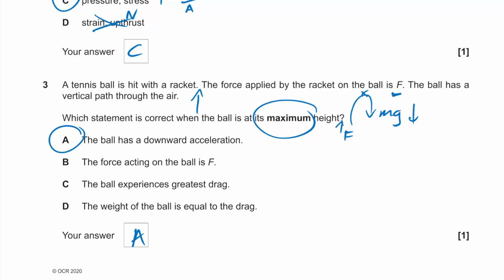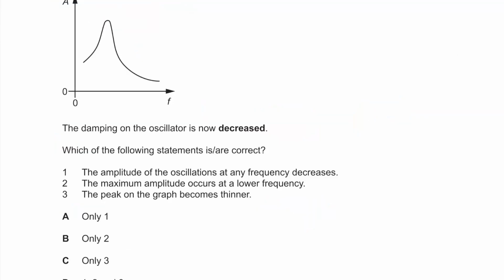The ball experiences greatest drag. No, it's got no drag at the top, does it? Because it's stopped moving. And the weight of the ball is equal to the drag. No, because if that were true, then we'd have terminal velocity because the forces would be balanced. That's not true. Okay, question 4.